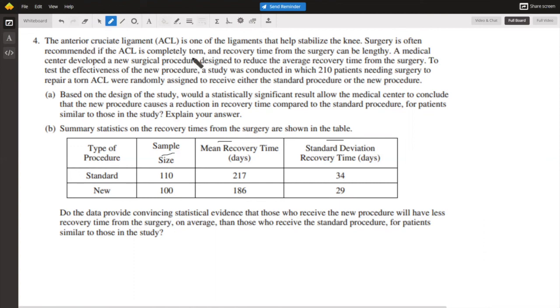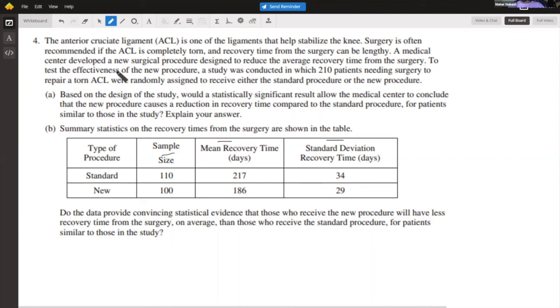Let's see. I mean, yeah, if you want to test the effectiveness of the new procedure, you're pretty much doing a one-tailed test, saying, does it go down? Absolutely. If it just said it's testing if it's different, okay, we do two-tailed. Exactly. Yeah, because I think the question was, will it have a less recovery time?